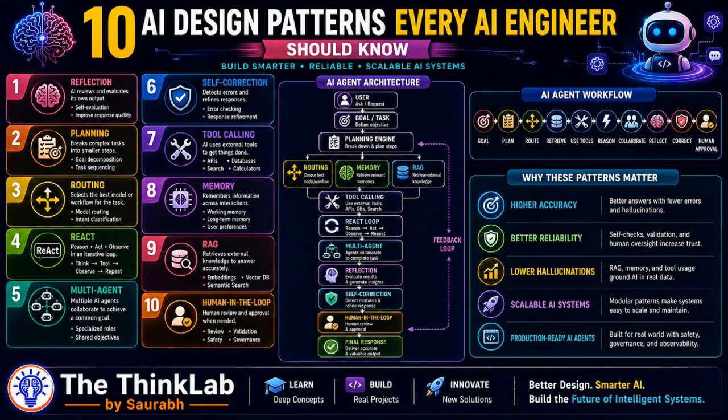So the final takeaway from this video. Let's quickly summarize all 10 patterns. The first one is reflection, second is planning, third is routing, fourth is ReAct, fifth is multi-agent, sixth is correction, seventh is tool calling, eighth is memory, ninth is RAG, and the 10th is human in the loop. If you understand these 10 concepts, you will have a strong foundation for building production ready AI systems in 2026 and beyond.